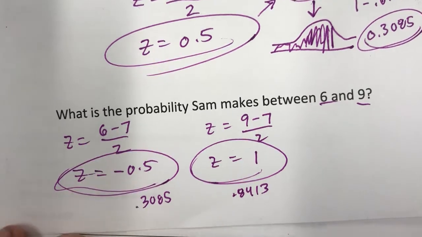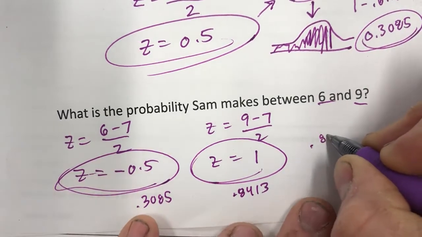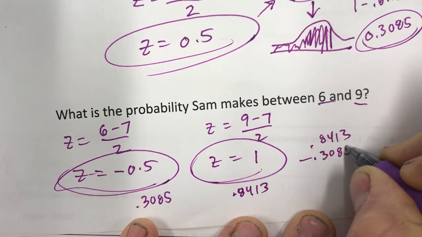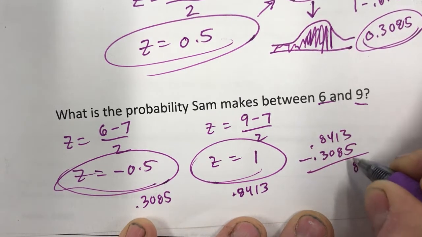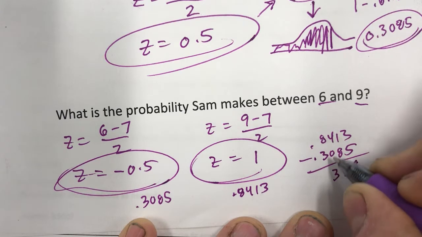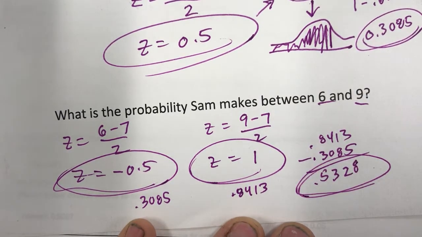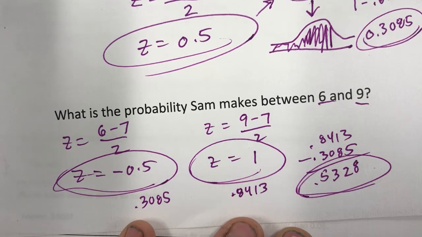And then I subtract these two. So 0.8413 subtract 0.3085. So this is going to be an 8, this is going to be a 2, 3, and there you go, 0.5328. So that's the probability he makes between 6 and 9. Okay.